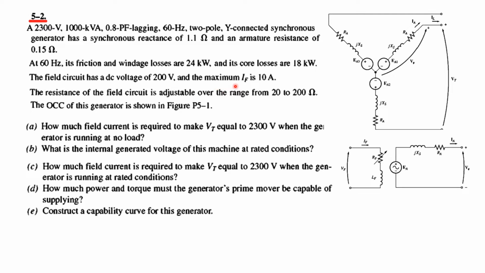And its maximum IF, that is the field current, is 10 ampere. The resistance of the field circuit is adjustable over the range from 20 to 200 ohms, so this can be adjusted by this resistor. The open circuit characteristic is shown in the figure. We'll see that. These are the 5 questions that have been asked, so we'll be solving them one by one.